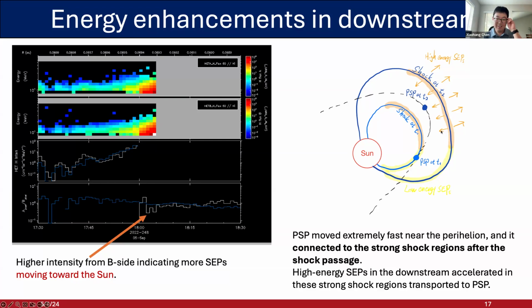And I just drew these pictures before the meeting to try to illustrate my hypothesis. Basically, initially PSP crosses the weak shock region when the CME passes the detector, so the energy the SEP detector sees here is about 20 MeV, which is relatively lower. But because PSP is moving extremely fast at perihelion, it can move to some region that's connected to the strong shock region. The particles accelerated here have a much higher energy, and they can propagate away from the Sun and toward the Sun. And what we see as the energy increase is when PSP enters this region and starts to detect the particles accelerated from this strong shock.